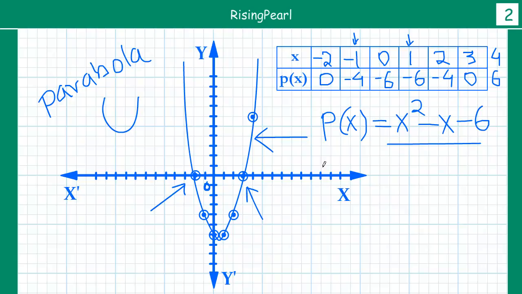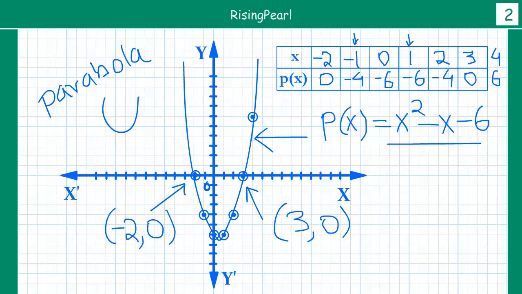And why am I saying pay attention to these 2 points? That is the point where the graph actually cuts the x-axis. This is your x-axis, the horizontal line, and the graph of the quadratic polynomial is cutting the x-axis at these 2 points. So let's write down these coordinates. Here x is minus 2, y is 0, and here x is 3 and y is 0. We will come back to why these 2 points are of any significance for us.